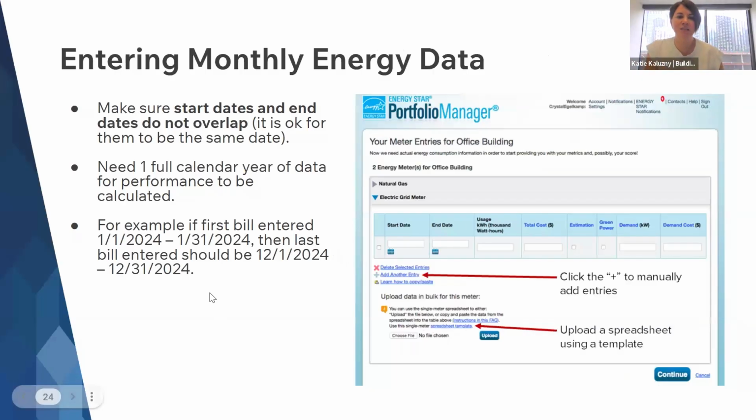Once you do that, you'll go on to a next screen where it's going to ask you to start entering monthly energy data. And so there are 3 different ways that you could do that. You can do this button that's click to add an entry. And so you can add 12 months of data in this way because you need a whole year of data for Energy Star to calculate your usage. And so you can do that manually.